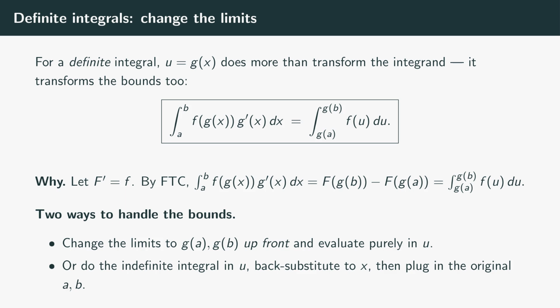So you have two valid strategies for a definite integral with substitution. Strategy 1, change the limits up front and work entirely in u, never go back to x. That's usually cleaner. Strategy 2, ignore the limits while you do the substitution, find the indefinite u antiderivative, back substitute to x, and then plug in the original x limits at the very end. Both are fine, pick one and be consistent.